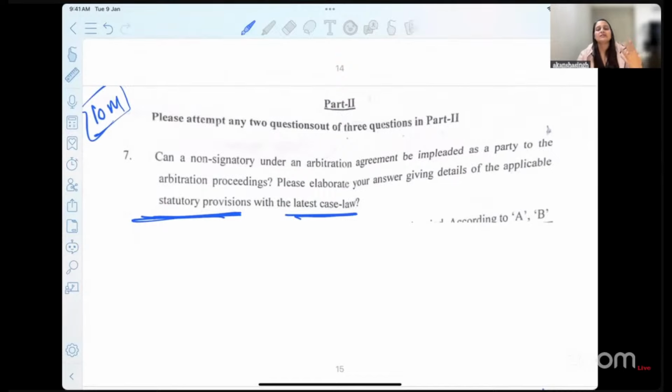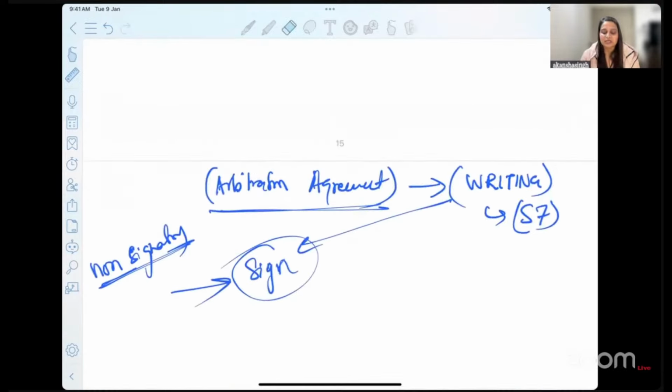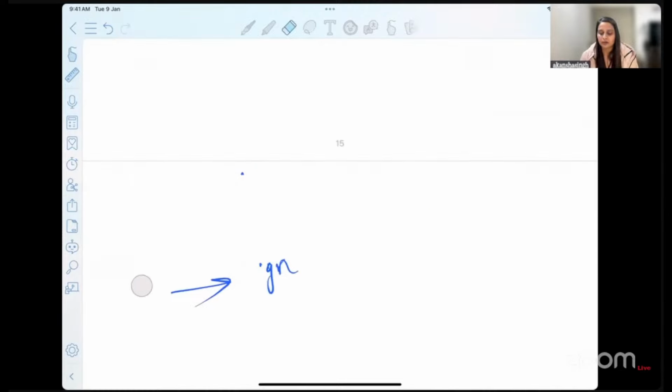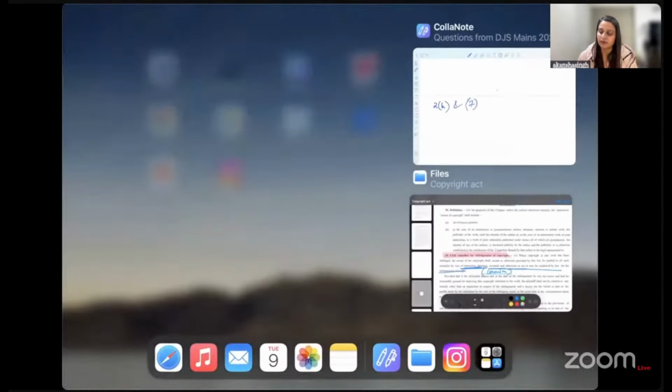And we have to substantiate our answer with the statutory provision and case laws. Okay, so this is how we begin. So as I just said, we have to go to the Arbitration Act to find out what is an arbitration agreement, what is the definition of parties, because they are asking you to provide statutory provision also. So we have certain provisions that we must refer to. Let's go to section 2 clause H, and let's also understand section 7 of the Arbitration Act. So for this, we will go to the Arbitration Act.